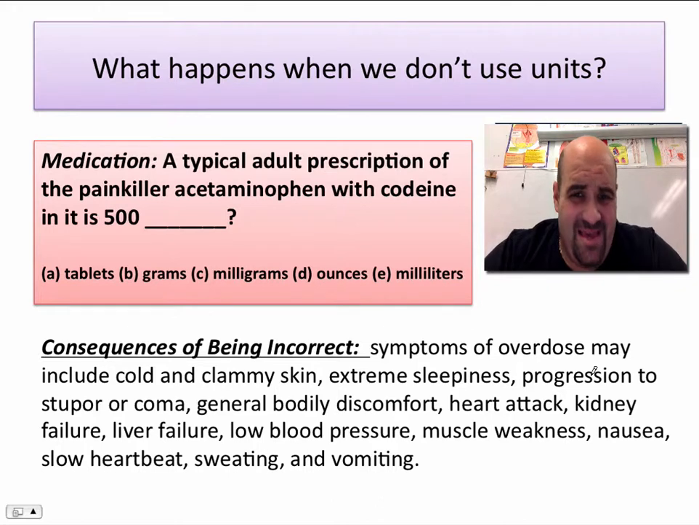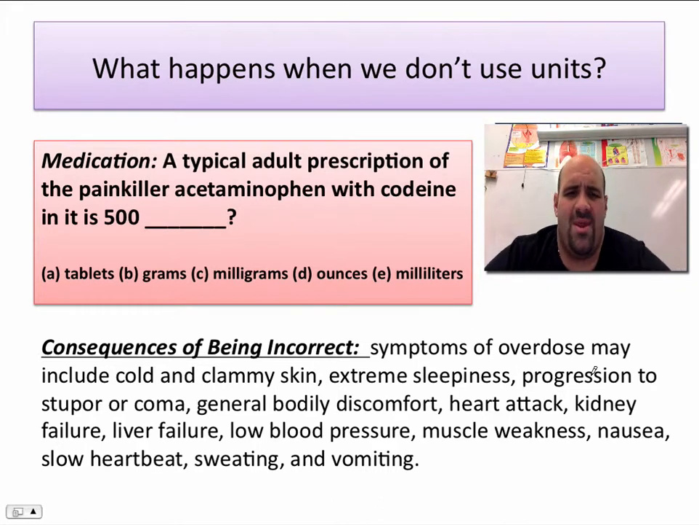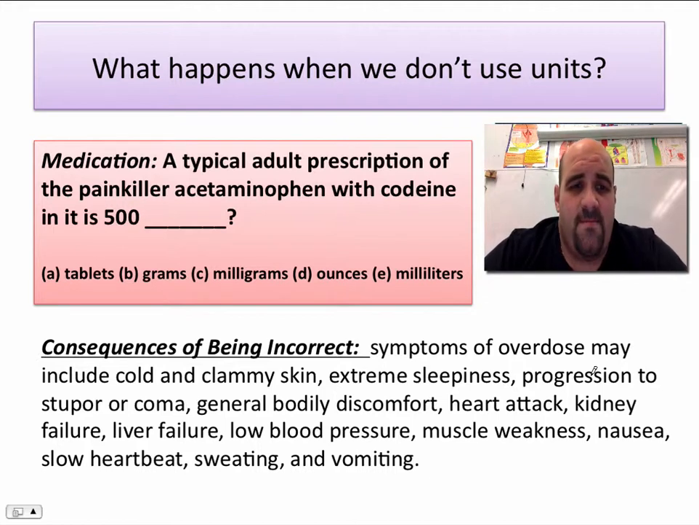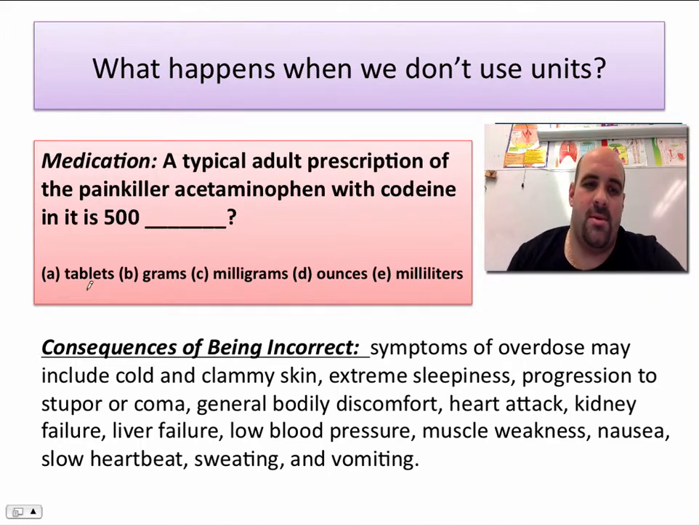And what this basically is, is Tylenol with codeine. So what is a typical adult prescription of Tylenol? 500 what? Do you think it's tablets? That doesn't make sense. Do you think you should take 500 Tylenol pills? That is alarmingly bad. I don't think that's even remotely close. So that's not an answer. Milliliters, a liter is generally a measure of a liquid, like a 2-liter bottle of soda. And so if Tylenol is coming in a pill form, probably not going to use a liquid measurement.